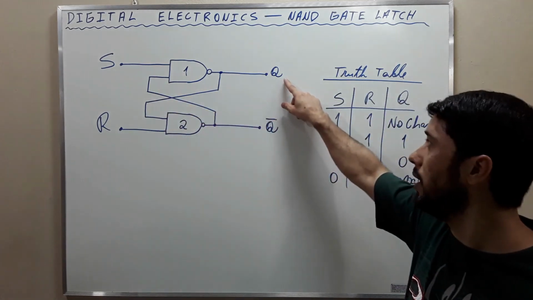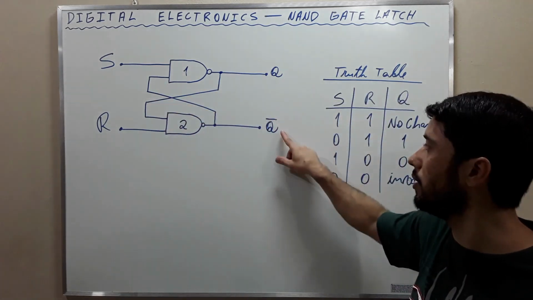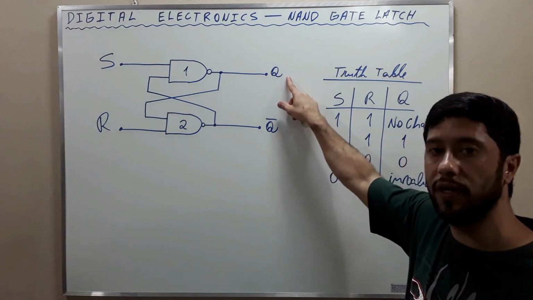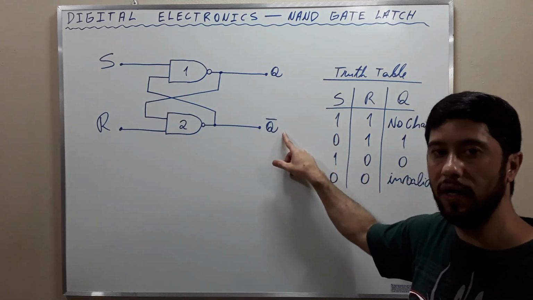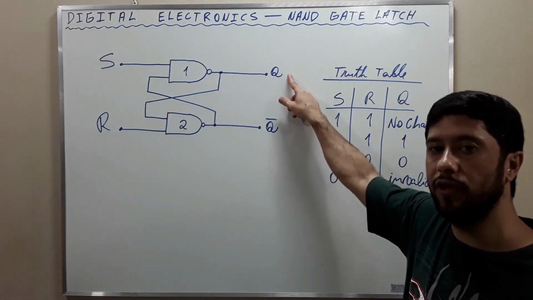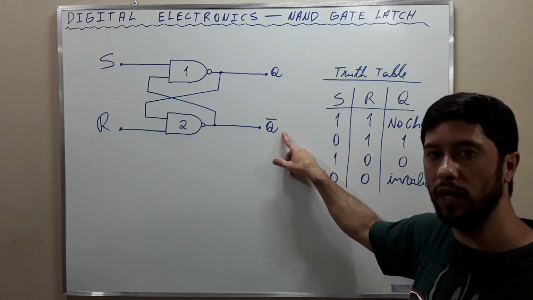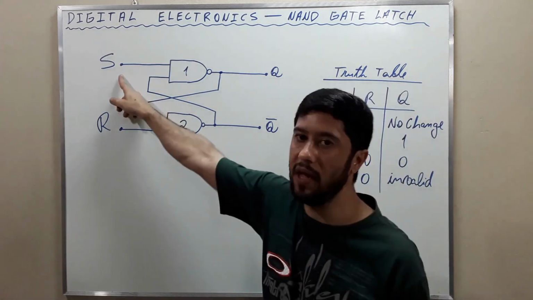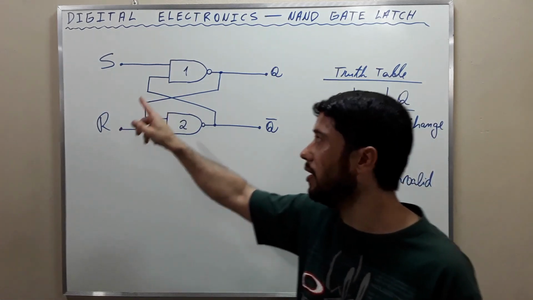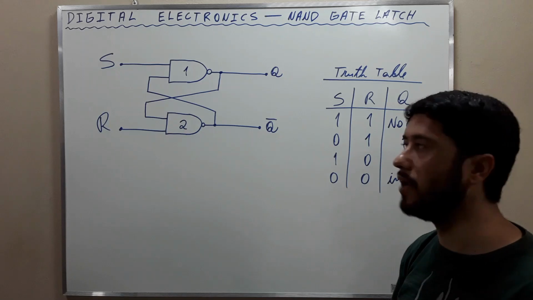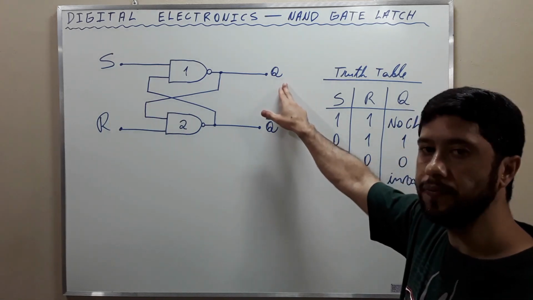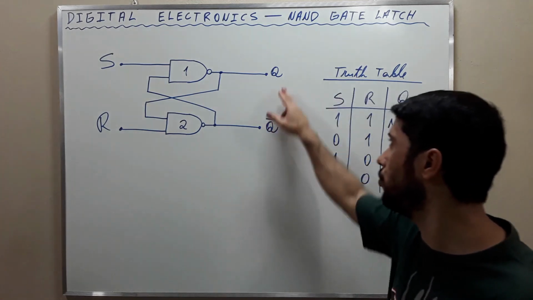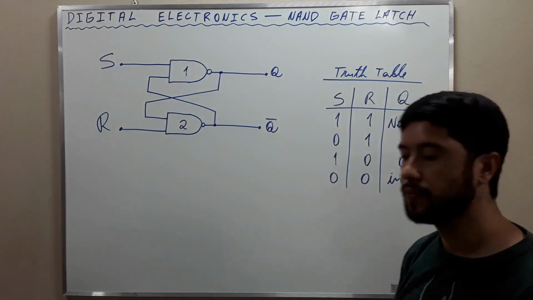Observe also that the outputs Q and Q bar are complementary to each other, which means that whenever Q is 1, Q bar is 0, and whenever Q is 0, Q bar is 1. Also, the NAND gate latch has two inputs, set and reset. The set input sets the output to 1, and the reset input resets the output Q to 0.